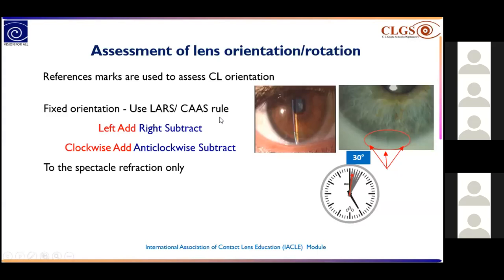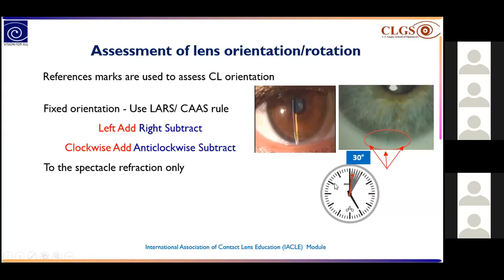If the lens rotates to the practitioner's right, that is anti-clockwise, in that scenario we have to subtract that many degrees from the axis of the spectacle prescription. And if it rotates to the practitioner's left, that is clockwise, in that scenario you have to add that many degrees of rotation to the spectacle prescription. So this is what the LARS and CAAS rule tells. Whenever you are compensating this degree, we have to compensate into the spectacle axis only.